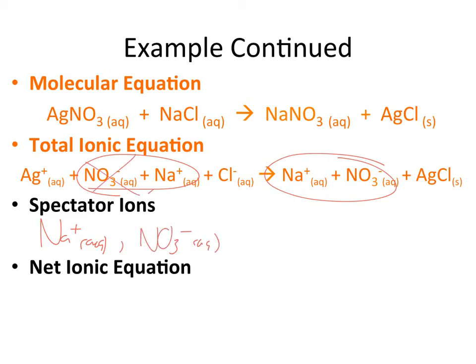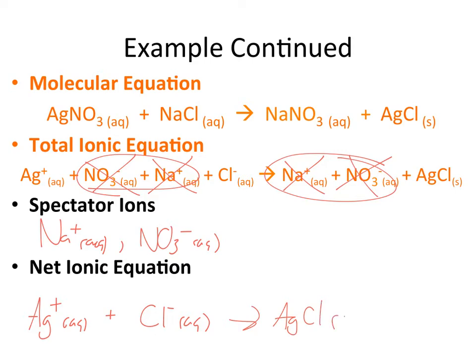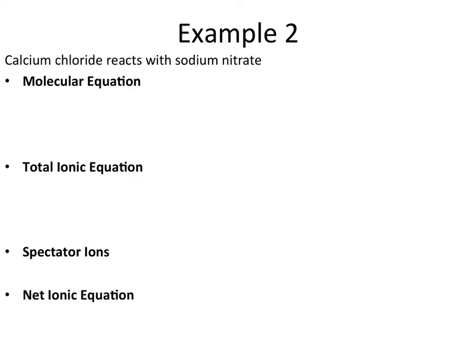So if we cross these out, what are we left with? We're left with Ag+ aqueous plus Cl- aqueous, because if you look at it, they're still adding to one another, and that's going to form AgCl solid. And that's it. So here's a second example.